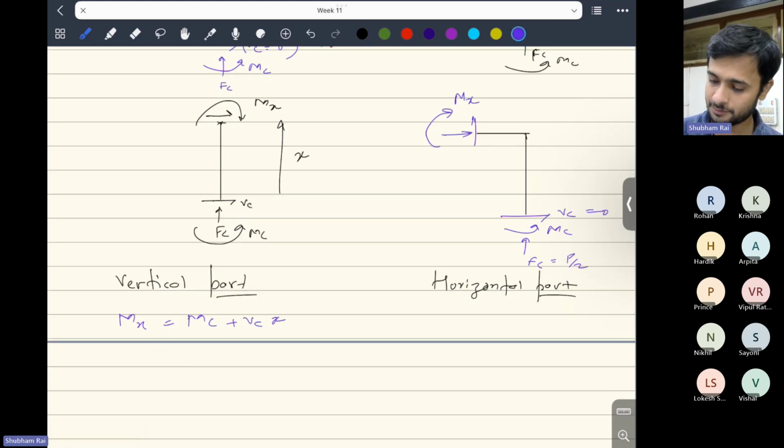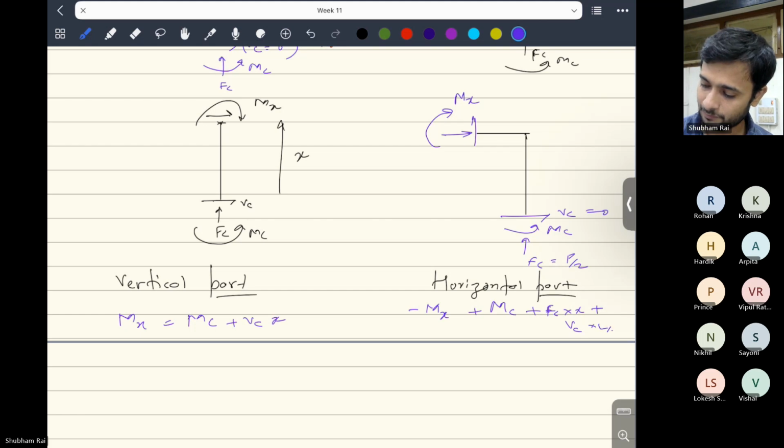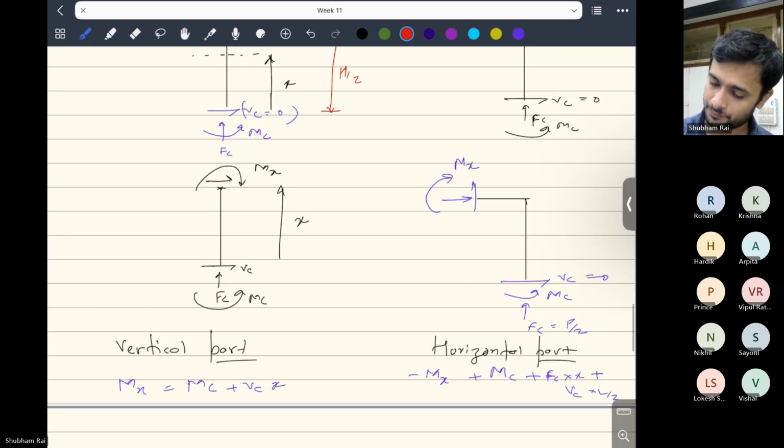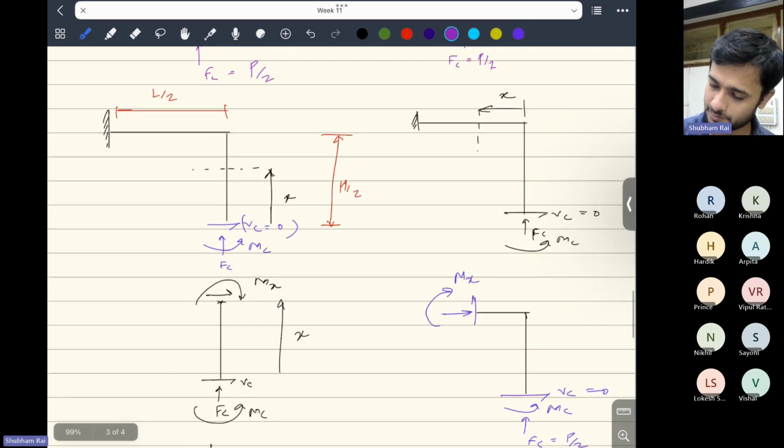So let me just write it this time. So mx is in negative z direction. I mean, it is pointing into the plane, and it will be mc plus fc into x, right? So that will be 0. Okay, and then we have vc also. So we will take the contribution due to vc. Later on, we will put vc equal to 0. So due to vc also, it will be in plus that direction. So plus vc into L by 2, because this length here is L by 2. Sorry, it is h by 2. So I should write h by 2. Okay, so this length here is h by 2.